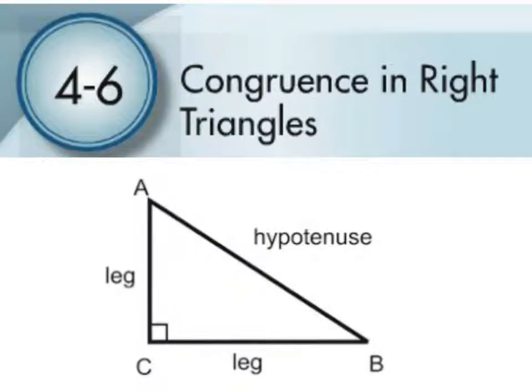Howdy. Today we're going to talk about the last type of congruence that we have in Chapter 4 on these triangles. It's congruence specifically in right triangles. Now, a right triangle, just to clarify, is going to have one right angle in it. And across from that right angle is the longest side. That's always called your hypotenuse. The other two sides are your legs, the two sides that are perpendicular, creating that right angle.